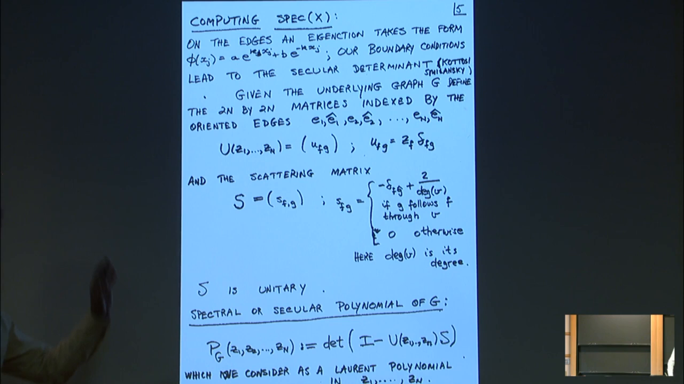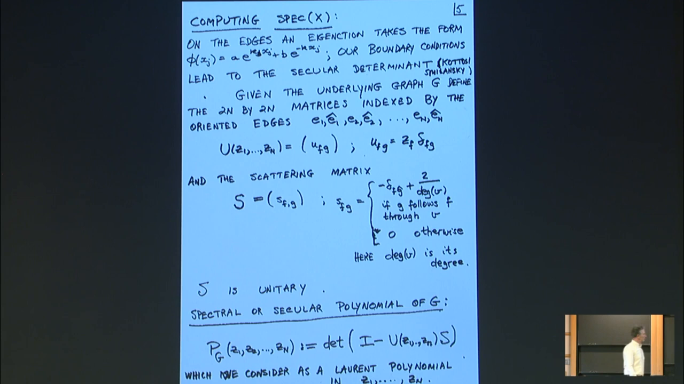I use delta too much in this lecture. Delta was a point mass. Here delta is, if f equals g, then this is 1, otherwise it's 0. And it's a scalar multiple z_f. So in fact, this 2n by 2n matrix is diagonal with z1, z1, z2, z2. So it's going to be quadratic in each variable, but when you actually compute some secular thing, it will be degree 2 in each variable, but degree 2n in all the variables.